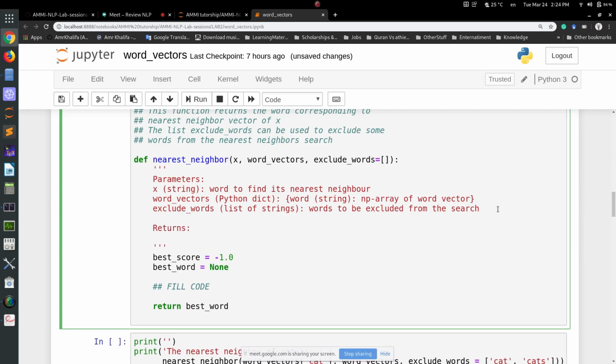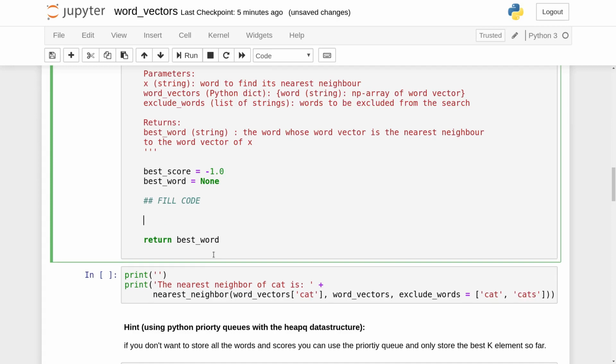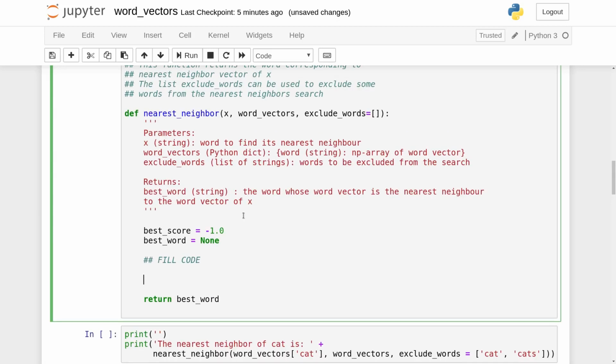All right, so here we're going to return, let's say, best word, which is a string, the word whose word vector is the nearest neighbor to the word vector of x. The first step is we will loop over the entire items of the word vectors, and then we'll compute the score for every one, and then we'll take the word vector with the highest score.